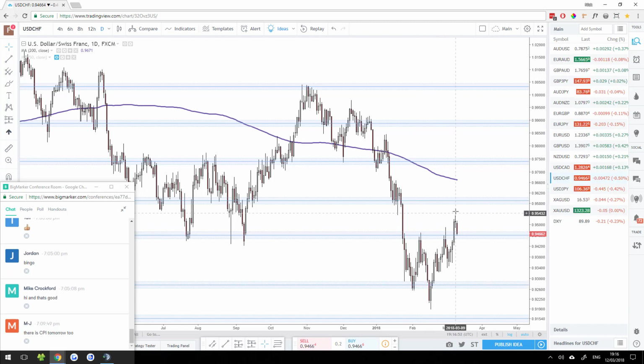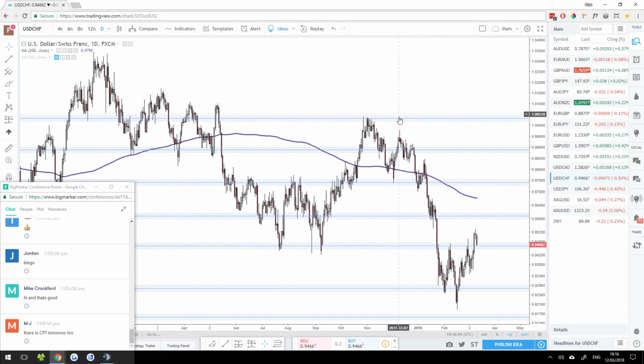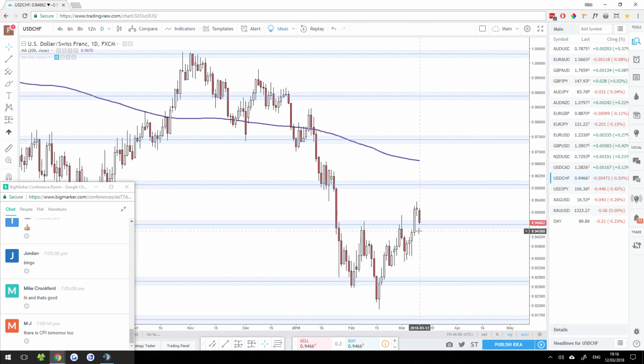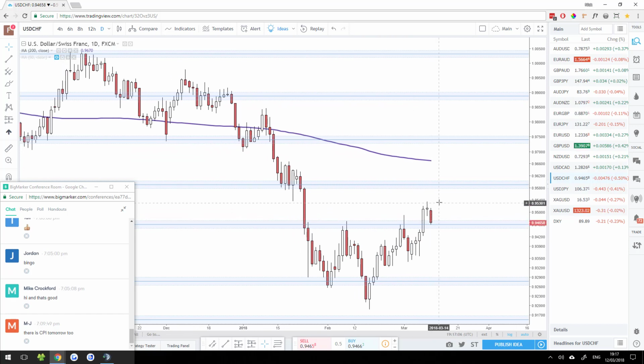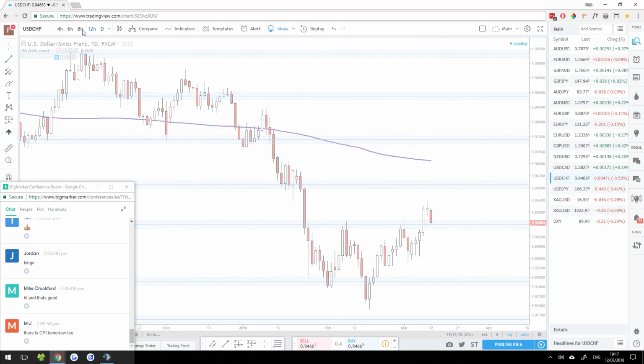Started this little kind of uptrend. It's still overall trending down, but it looks like it might be starting a bit of an uptrend. So let's keep a close eye on this level. This could give us a small little continuation trade. It's a very big maybe. We just need to wait and see what happens when this candle closes.